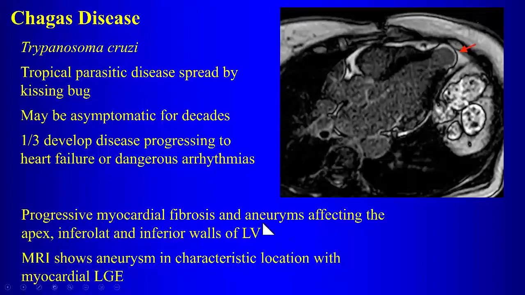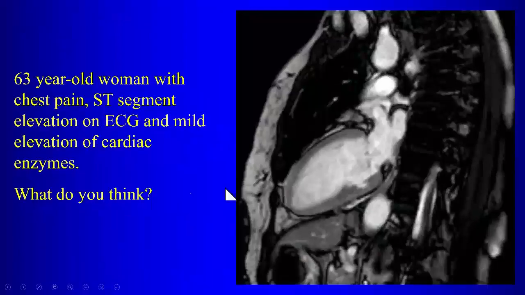So they develop progressive myocardial fibrosis and aneurysms of the ventricle. MRI, of course, will show the aneurysms, and we might also see the delayed myocardial enhancement because of fibrosis in those areas of the ventricle that are affected.